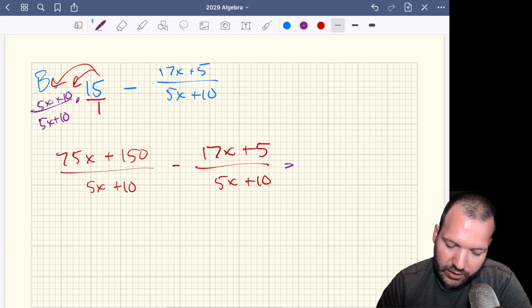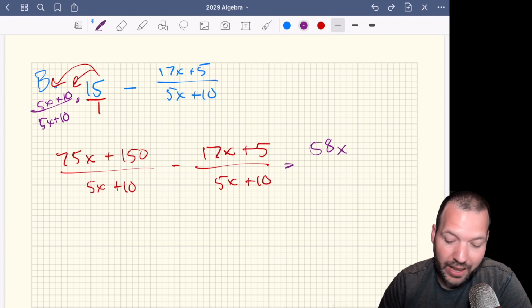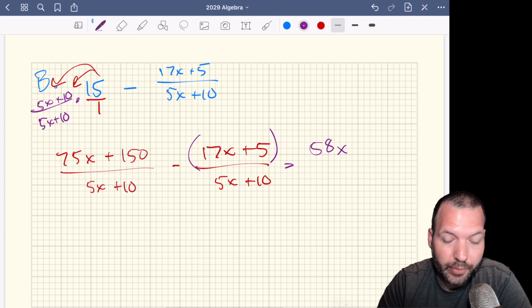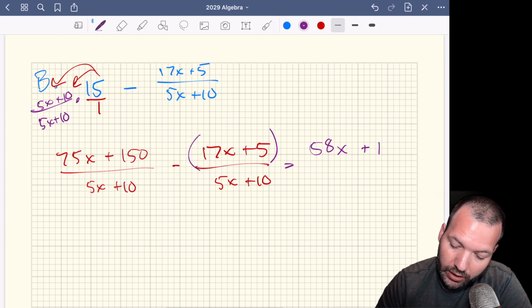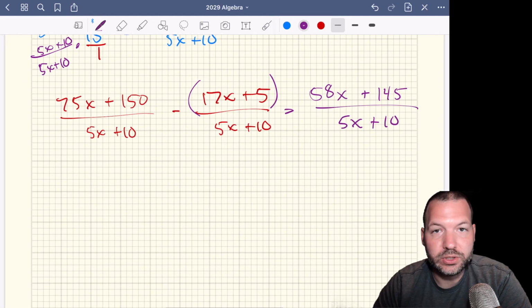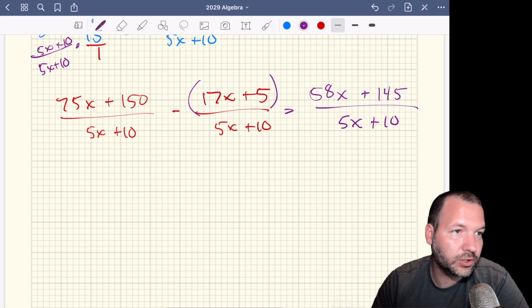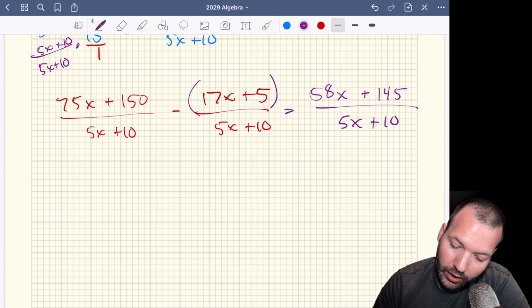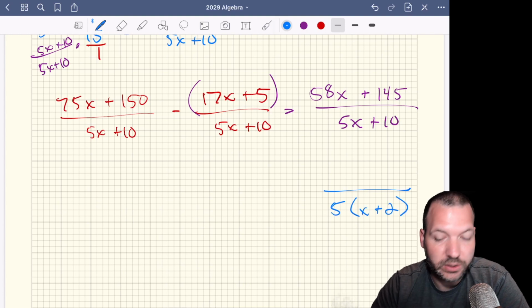75 minus 17, I'm looking at the x's here, is 58. 150 minus 5, again, we're subtracting everything. Use parentheses if you need to remind yourself of that. Is 145, and the denominator is 5x plus 10. Now again, it is totally fine to just leave your rational expression looking like that. However, I said a moment ago, 5x plus 10, we do have a common factor we can pull out. It turns into 5 times the quantity x plus 2.